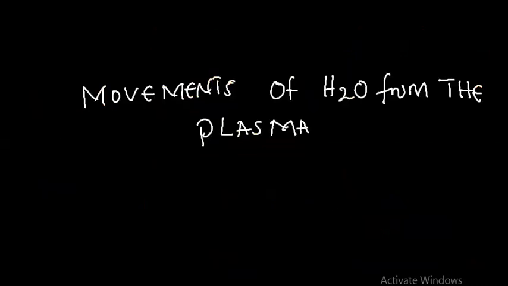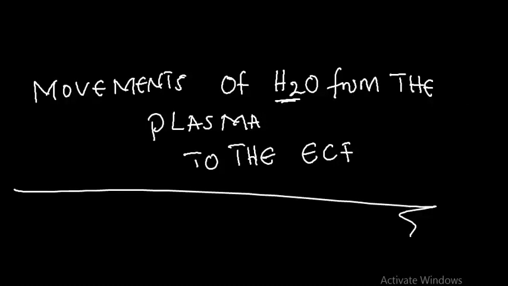Now let's look at the movement of water from the plasma, which is known as the intravascular fluid, to the interstitial fluid, which is known as the ECF, through a process called filtration and reabsorption, which is regulated by the balance of hydrostatic pressure and the osmotic pressure across the capillaries. In this tutorial, the next thing we're going to be looking at is the movement of water from the plasma to the ECF, which is extracellular fluid.